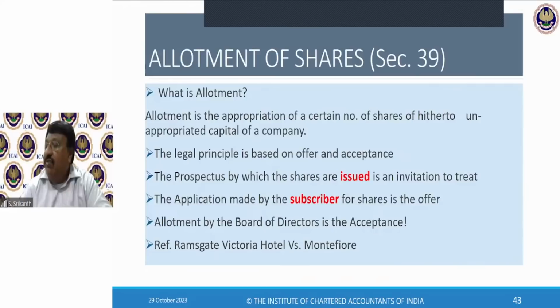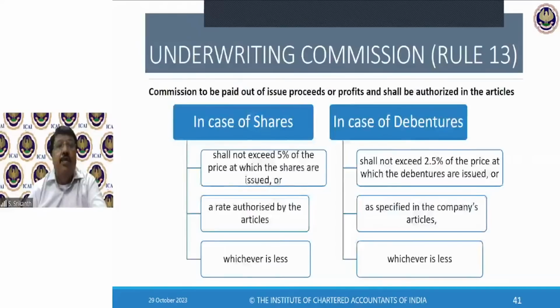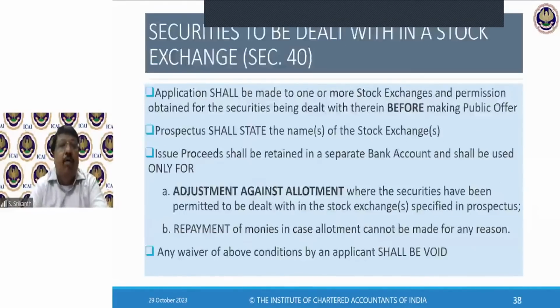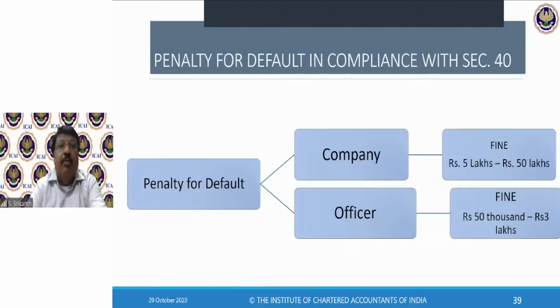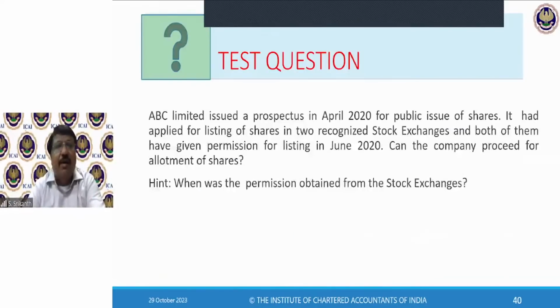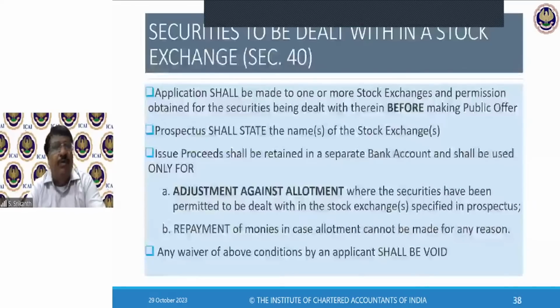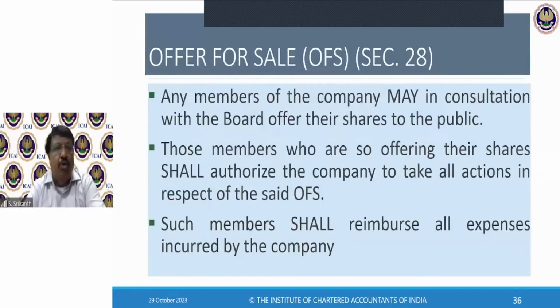One question is there from Tunishka: how does the promoter earn money through OFS? See, what is OFS? Basically, the promoter is selling. The promoter will have some shares in the company. Those shares will be sold by the promoter to the public. It's a sale. So he would have got it at 25 rupees, now he will sell it at 450 rupees.